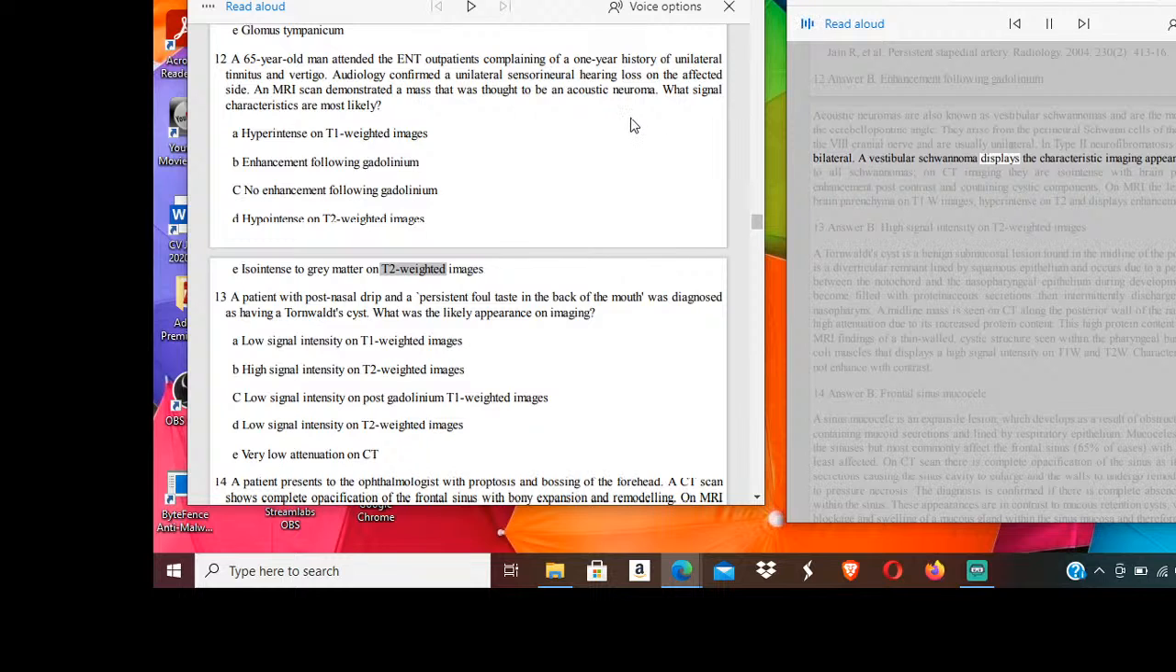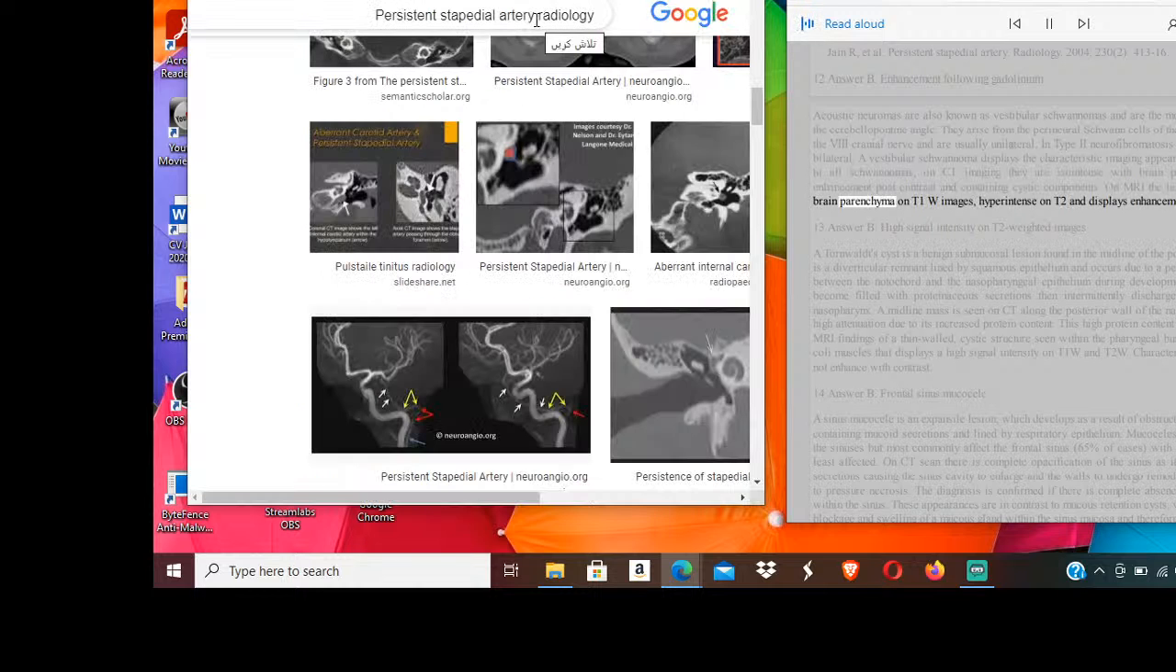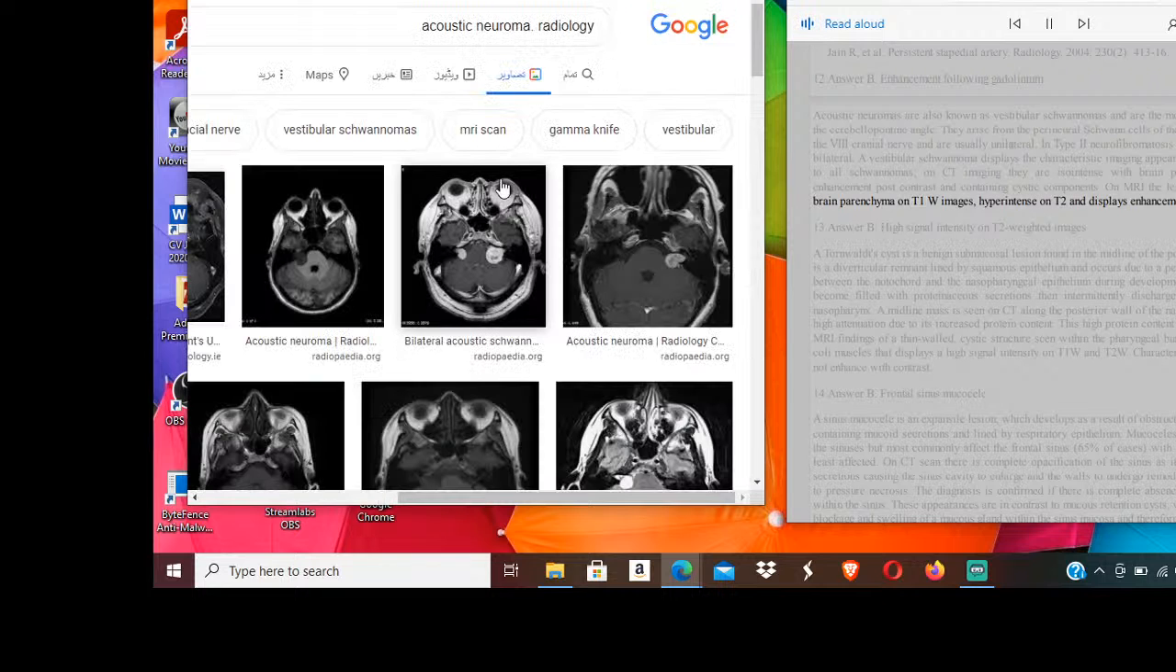A vestibular schwannoma displays the characteristic imaging appearances that are common to all schwannomas. On CT imaging they are isointense with brain parenchyma, exhibiting enhancement post-contrast and containing cystic components. On MRI the lesion is isointense with brain parenchyma on T1W images, hyperintense on T2, and displays enhancement post-gadolinium.